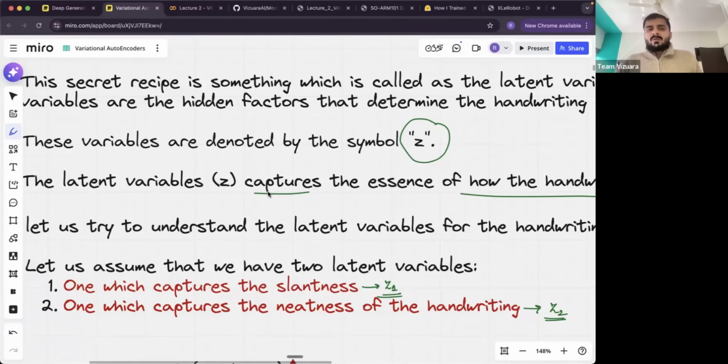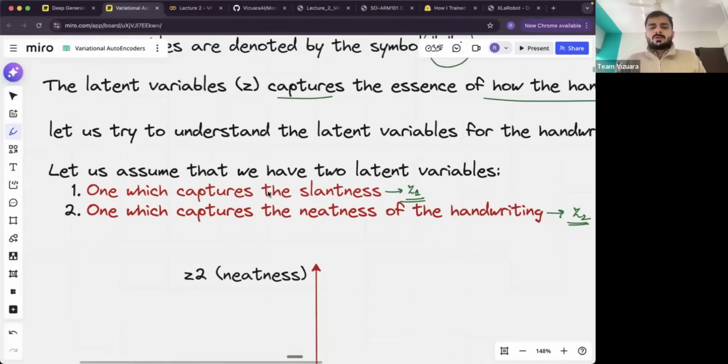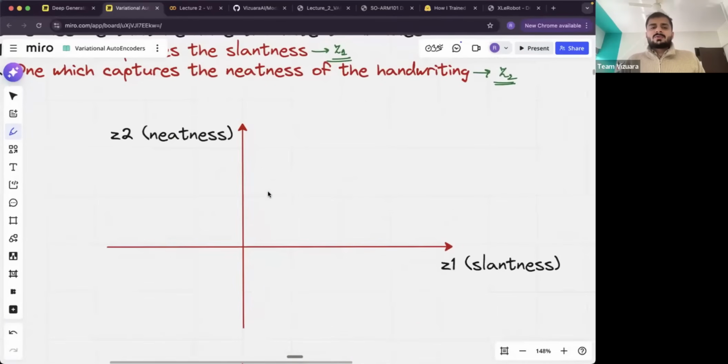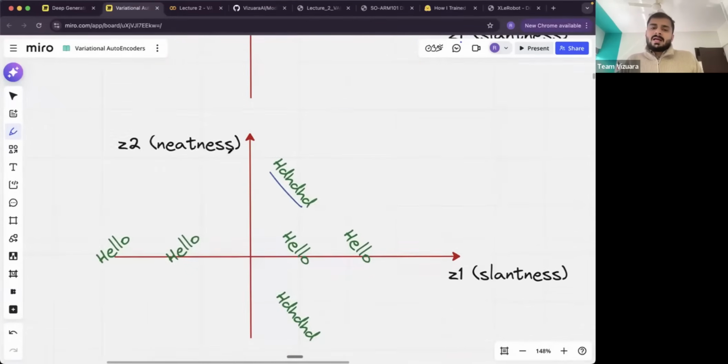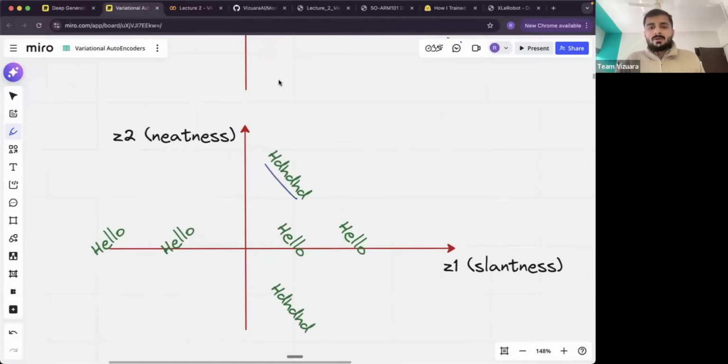So we want to convert the real samples from the real space to the latent space. The latent space looks something as follows. On the x-axis you have slantness, and on the y-axis you have neatness. My objective is to transform every single handwriting sample that I am given into this latent space.